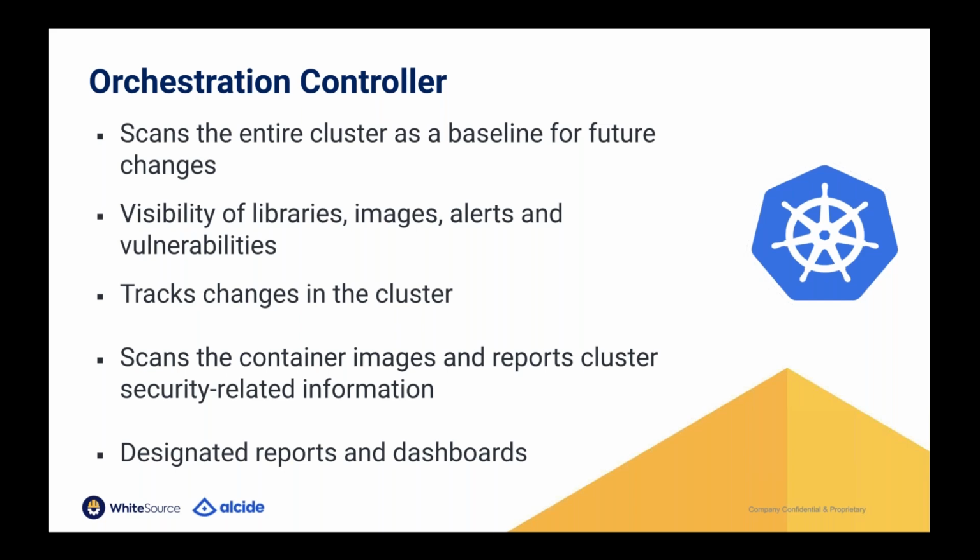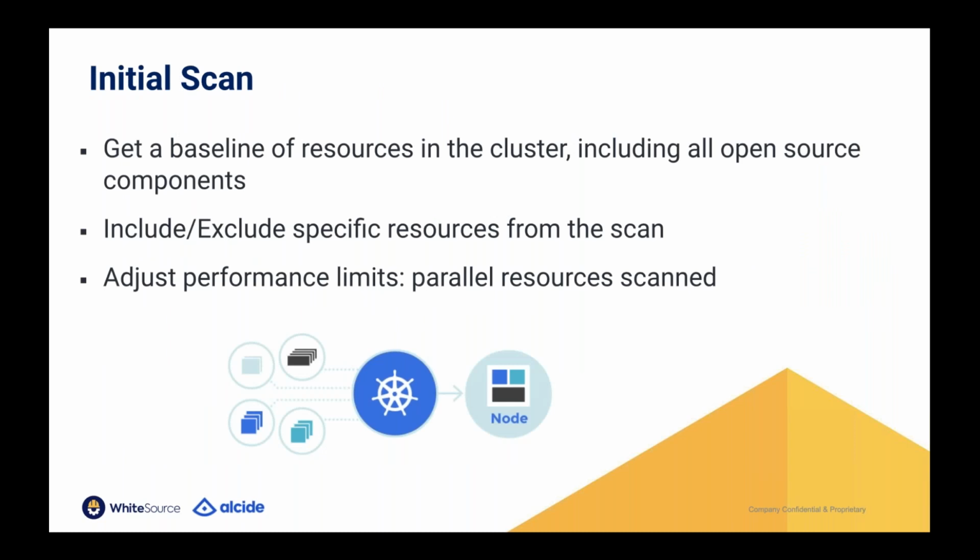We also scan, of course, the container images. We report all the cluster security related information, and you can see everything in the designated reports and dashboards. So the initial scan is the first scan that we do in the cluster. This is just to get a baseline of the resources in the cluster, so knowing all your open source libraries within the cluster based on the images. Then you can set specific include or exclude patterns. So for example, you can scan a specific namespace or only a set of different namespaces that you want to scan.